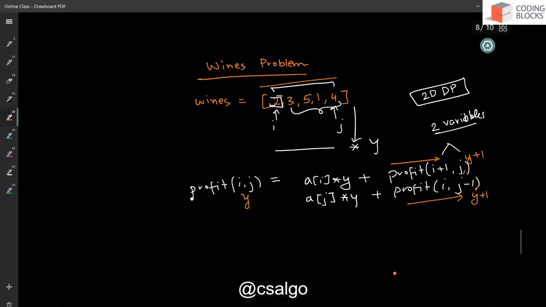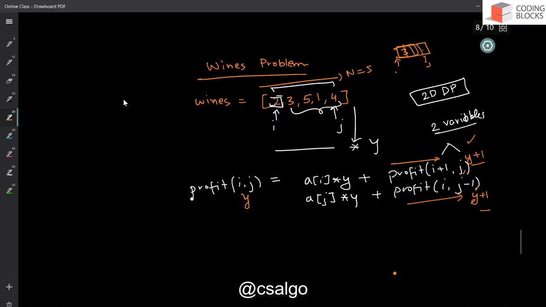Because if you know the total number of bottles is n equals 5 and you know 3 bottles are left, let's say i is here, j is here, and there are 3 bottles, then you know that 2 years have passed. Just to make things simple, I will add one more variable to my code, that is y. And why are we going to use DP?